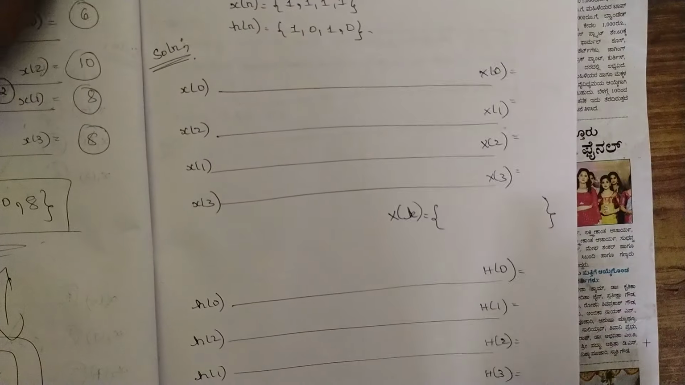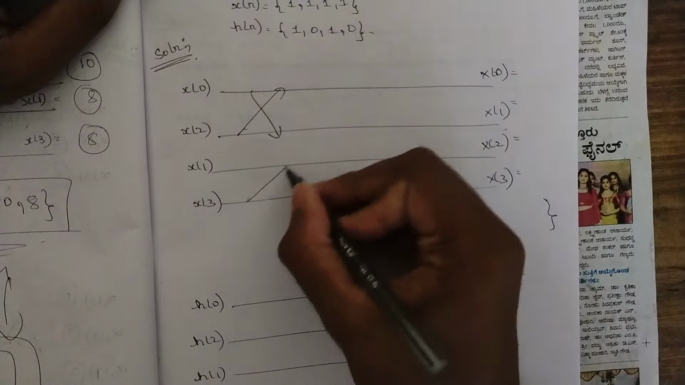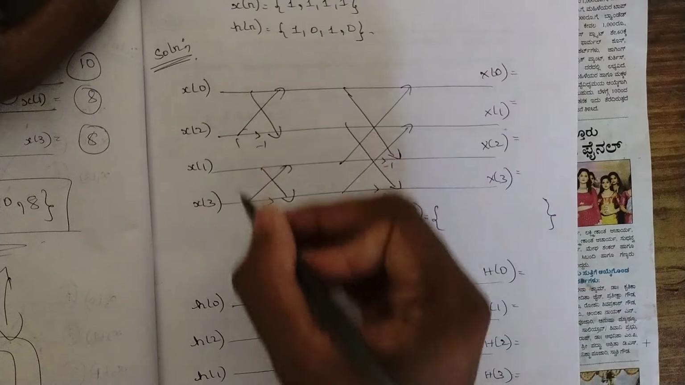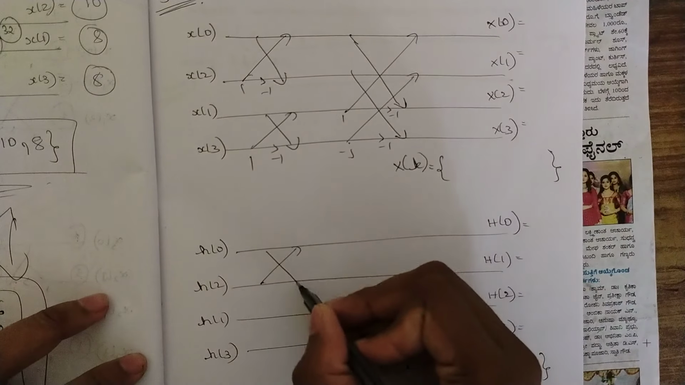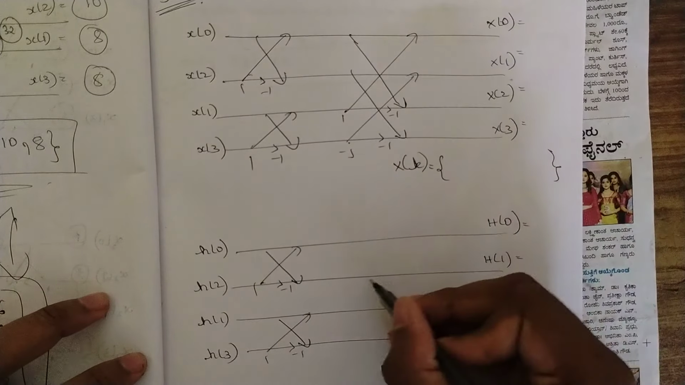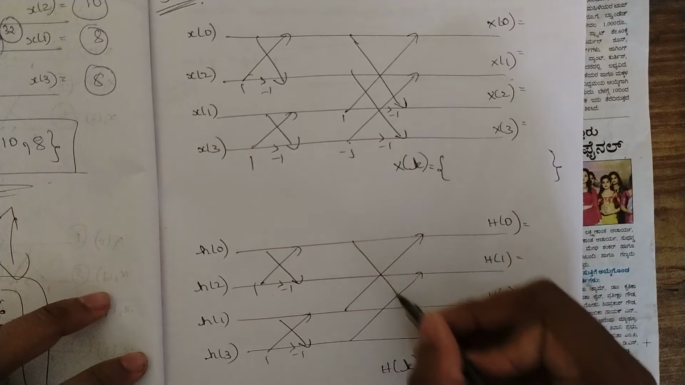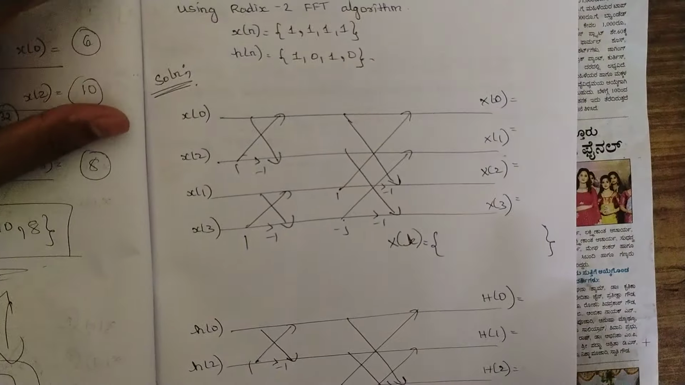Then draw the DIT structure. Pairs of 2 and then pairs of 4. Downward arrow -1. Input side 1 1 1 minus j. Similarly here, -1. Input side 1 1. Downward arrow -1, 1 minus j. Let's solve it now quickly.